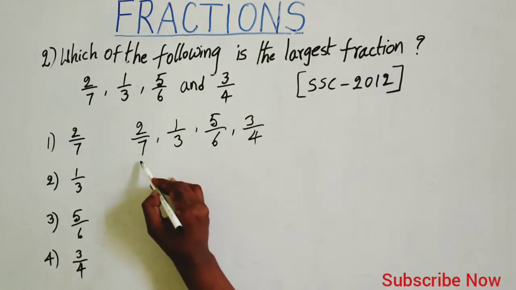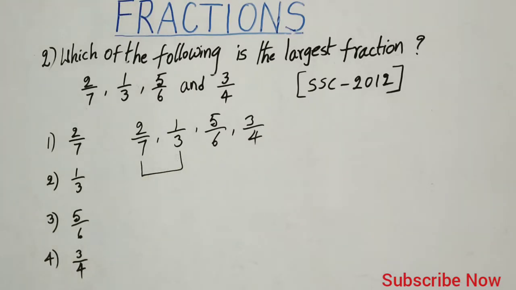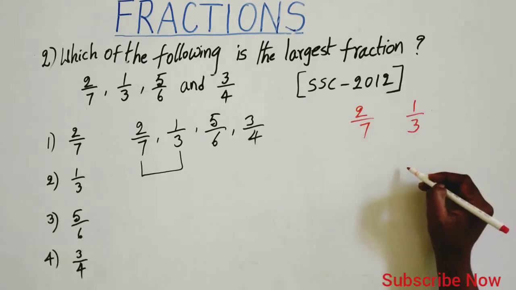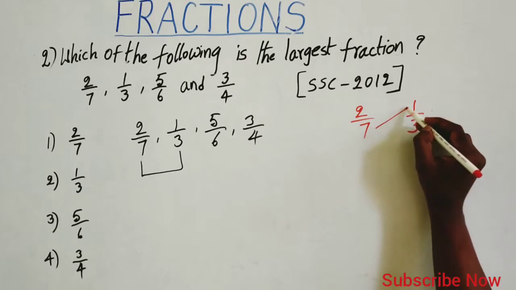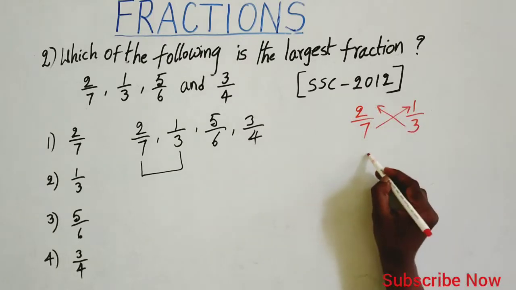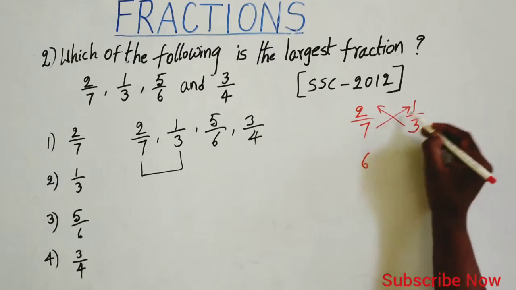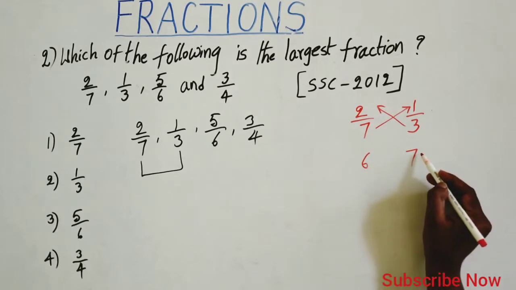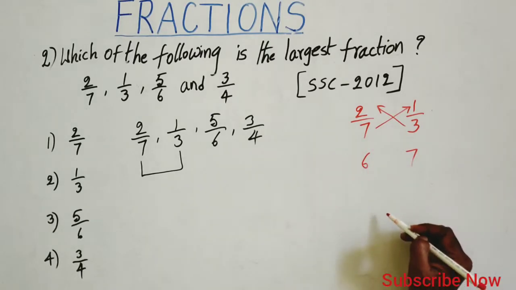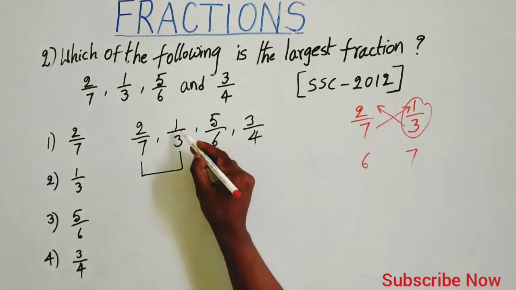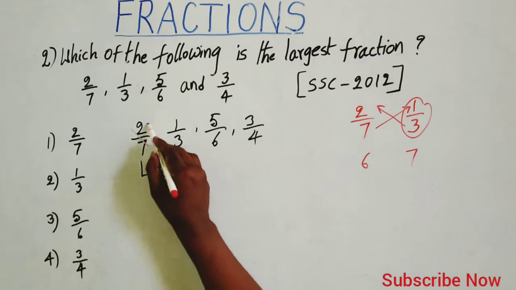So first let's take these two fractions, 2 by 7 and 1 by 3. Now you simply do cross multiplication like this. So 3 2s are 6 and 7 1s are 7. So if you compare these two, this 7 is larger than 6. Therefore, 1 by 3 is larger than 2 by 7. So, you strike it out.